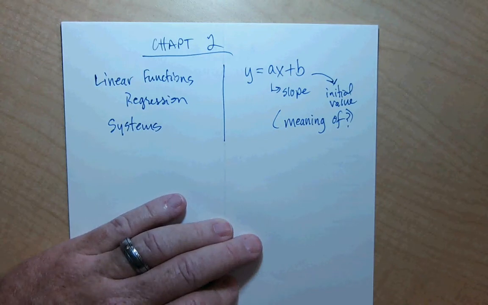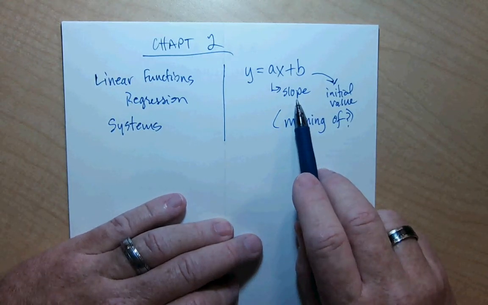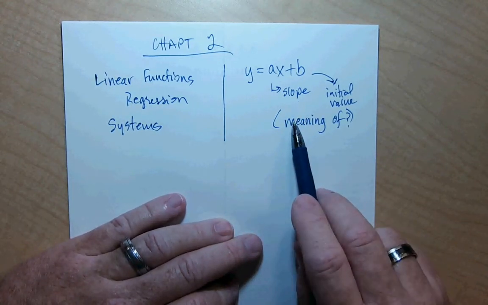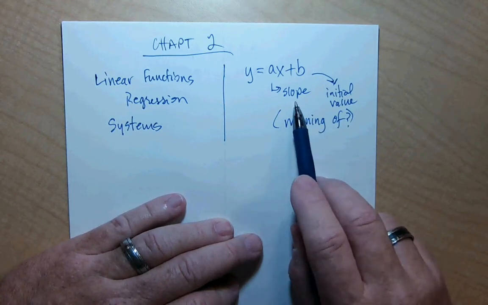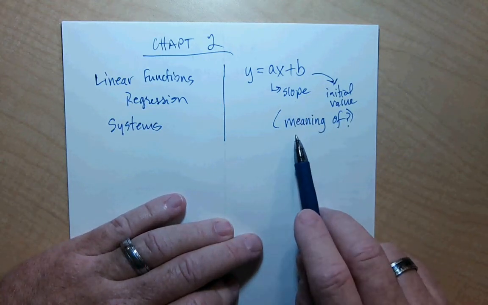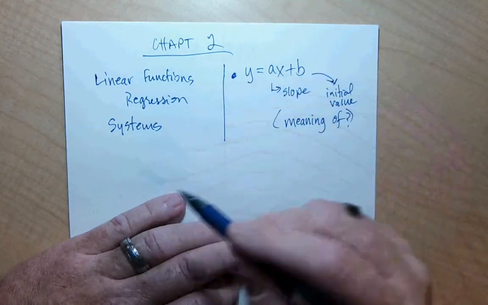Okay? I'm not going to sit here and write every little thing for you, but meaning of slope, you have to keep in mind that that's change in output over change in input. And when explaining it, it's usually how much output changes for 1 unit of input. Okay. So that's the first one.